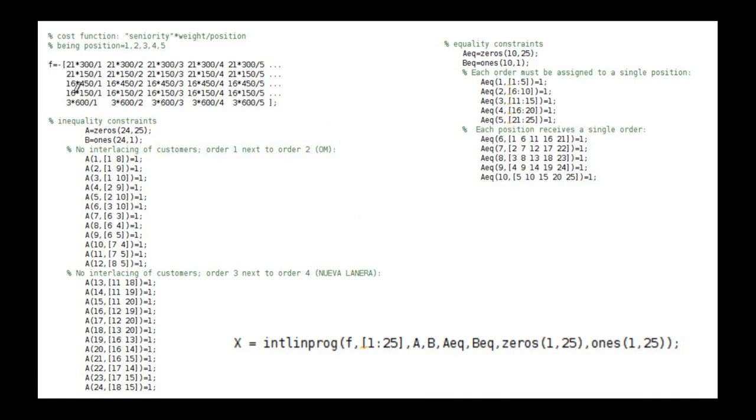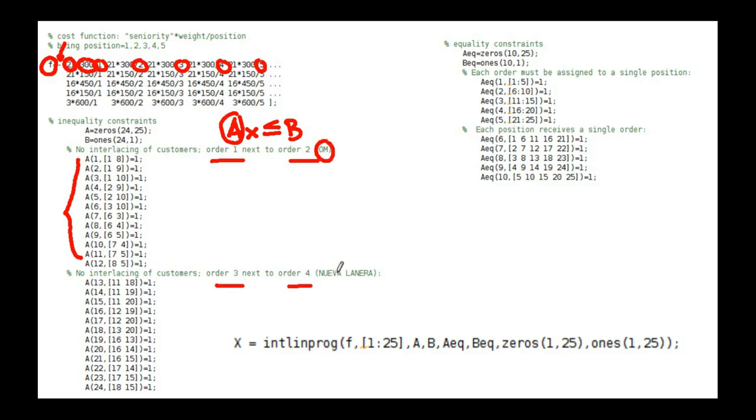How can I translate everything into a MATLAB environment? First of all, the cost function, as you can see here, is an array of 25 coefficients. It's the seniority, the weight, and the preference to be in every position, 4 and 5. Look at the negative number in here. Then I build the inequality constraints. So no interlacing of customers is this matrix. As you may remember from the preceding videos, inequality constraints are of this kind. So this matrix A is built thanks to this and these assignments. These are for order 1 next to order 2 for this customer. This is for order 3 and order 4, this customer.